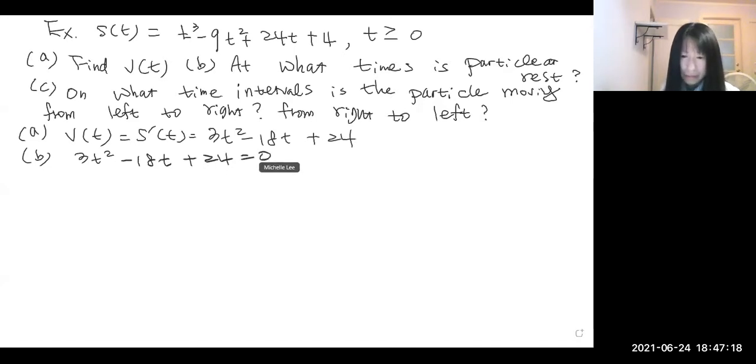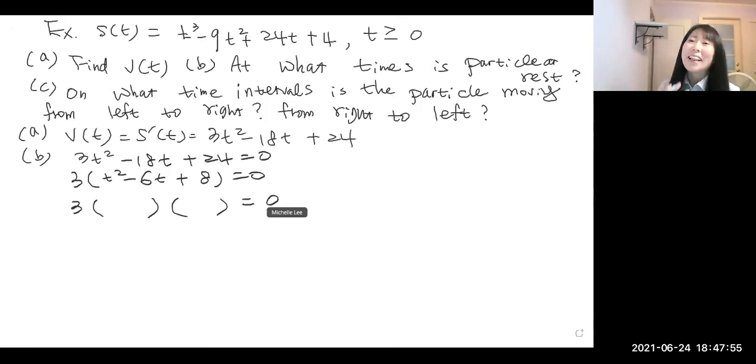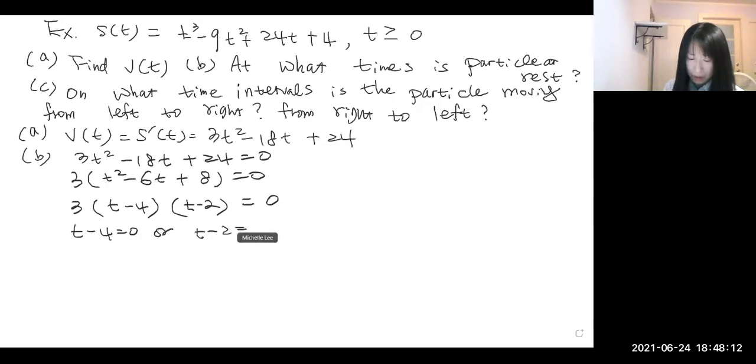Can you please factor out this one? Okay, we can factor out the 3, right? Then 3 times t squared minus 6t plus 8, and then you can factor: t minus 4, t minus 2. Excellent. So t minus 4 equal to 0, or t minus 2 equal to 0, t equal to 4, or t equal to 2, right?